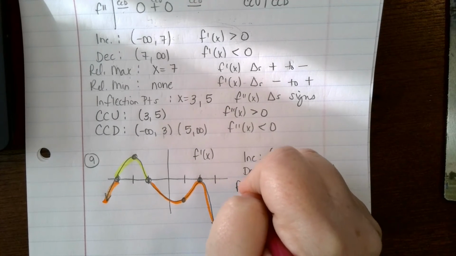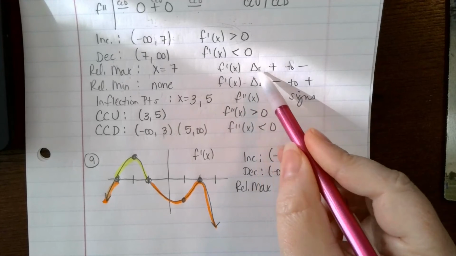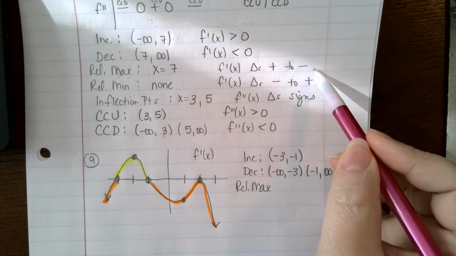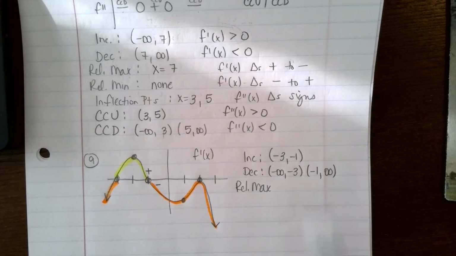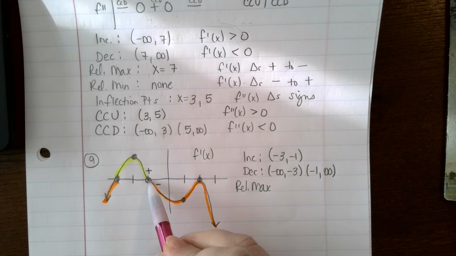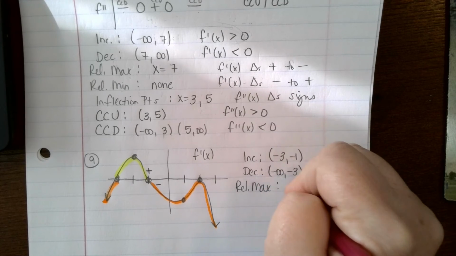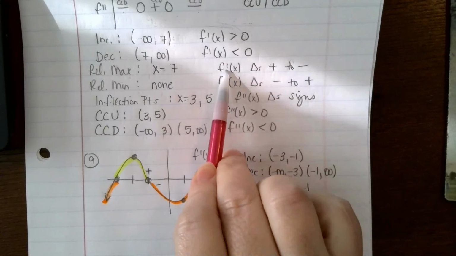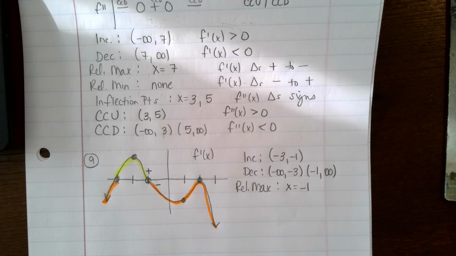Okay, our relative max. For relative max, we're looking for when the first derivative is positive and then negative. So it's on top, and then it's on the bottom. So the first derivative is equal to 0, and it changes from on top to the bottom at x equals -1. Again, your justification will be right here. The first derivative changes from positive to negative.